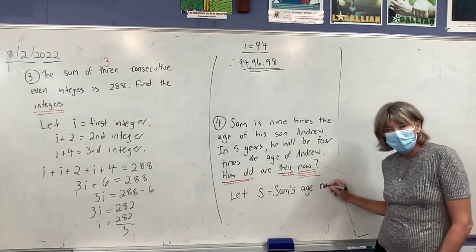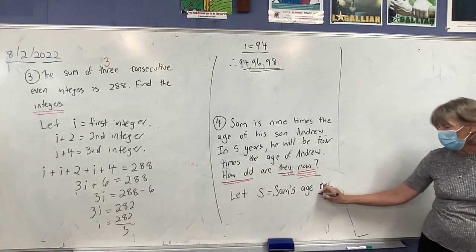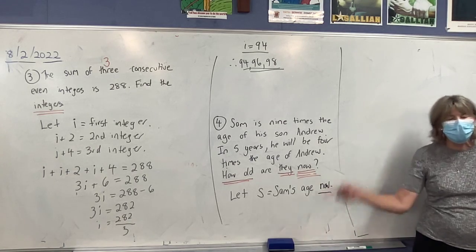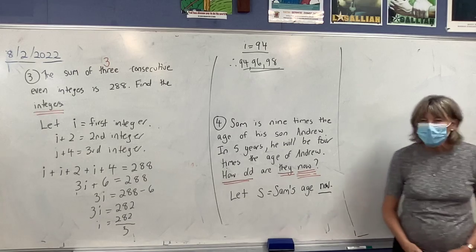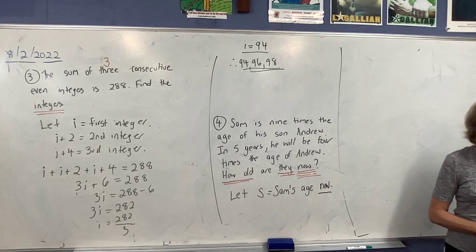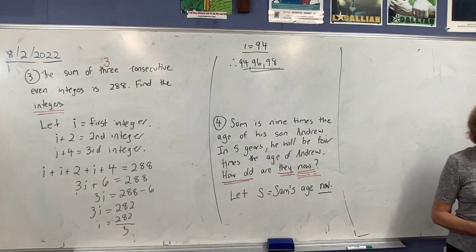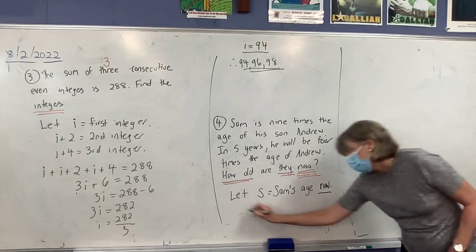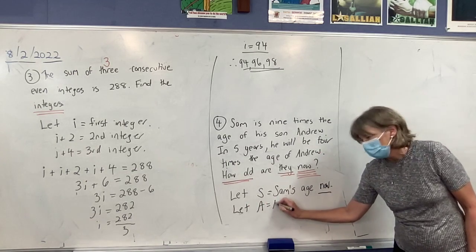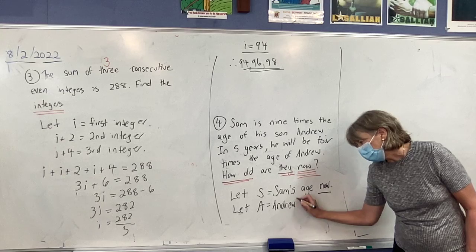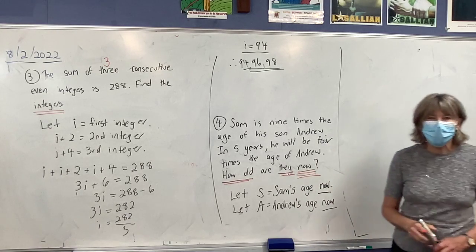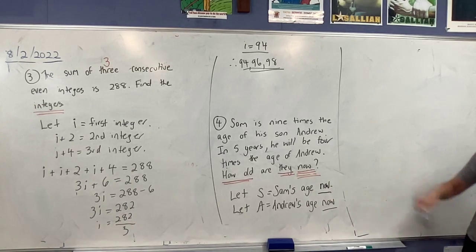Now, really important you write that down, okay? Otherwise you're going to get confused. Is this his age now or in 5 years' time? You get all mixed up, okay? So what's the other letter going to be? Toby. Let A equal Andrew's age now. Okay, all right, so let's start off with an equation using what they've told us.